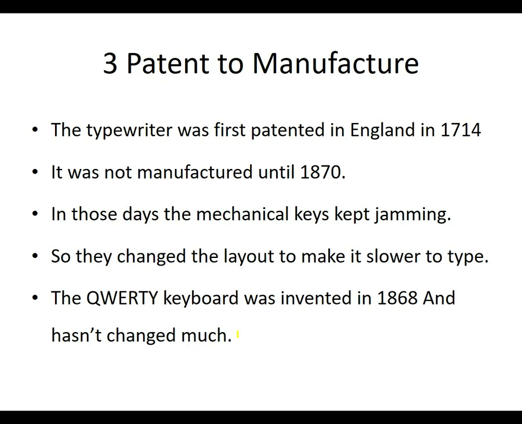Okay, the typewriter was first patented in England in 1714, but it was not manufactured until 1870. That's over 150 years later. In those days, the mechanical keys kept jamming, so they changed the layout to make it slower to type. And that's how we got the QWERTY keyboard, which was invented in 1868. And since then it hasn't changed much, and we're going to find out a little bit of the reason why that is.